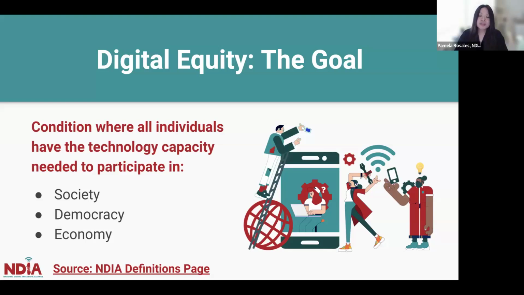So digital equity, the definition: it's a condition where everyone in our community can get online and use the internet in the way that they want to. With digital equity comes power for all of our community members to engage, participate, and be active members in our society. This can look like people being able to educate themselves, advocate for, and find community around social issues that are important to them.